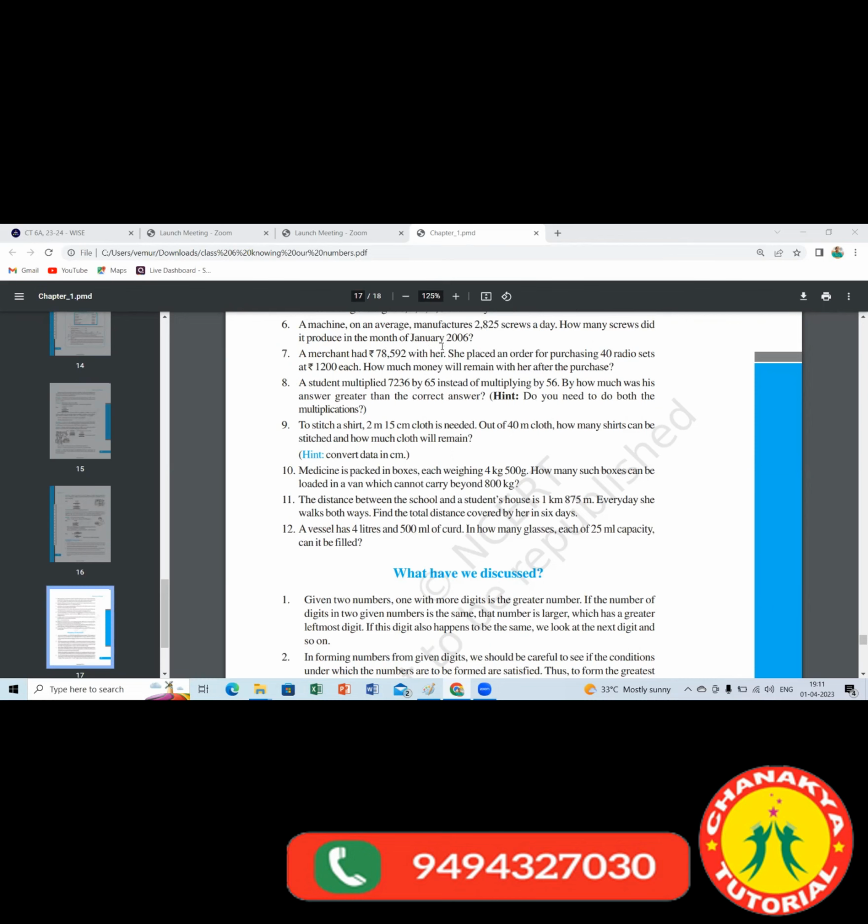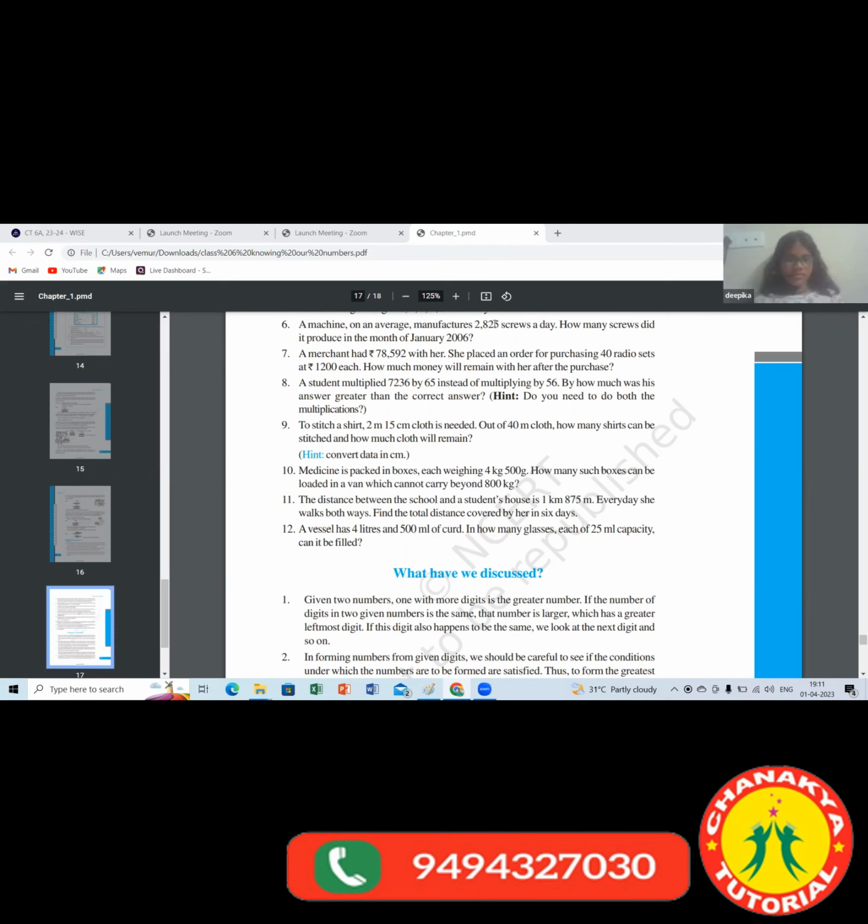Just I'll give one example, Deepika. Every day mama is giving you 10 rupees for your pocket money, to purchase anything from your canteen. Like that, she is giving 10 rupees for the whole month. Multiplication. Wonderful. This is also the same type of question. One day the machine averagely manufactures 2,825 screws.